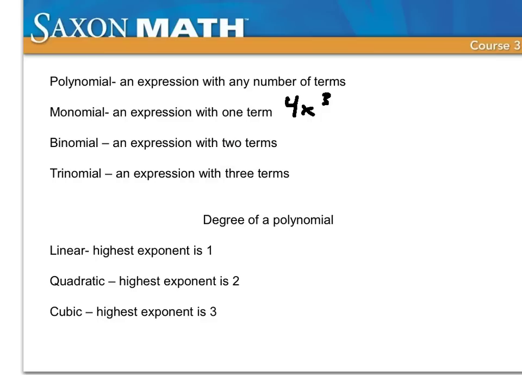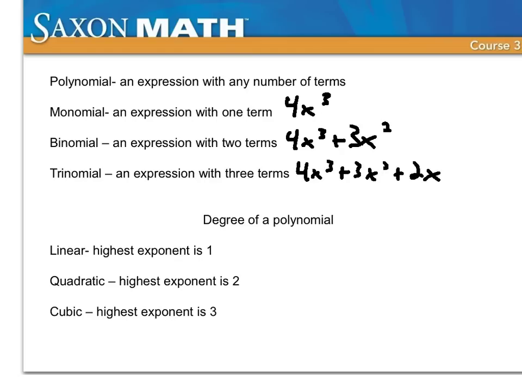A binomial is an expression with two terms. So let's say we took that 4x to the third and added 3x squared. That is a binomial because there's two things I'm adding together. Then a trinomial is one with three terms. So let's say we took 4x cubed plus 3x squared plus 2x. Now that's a trinomial because there's three different things added together.